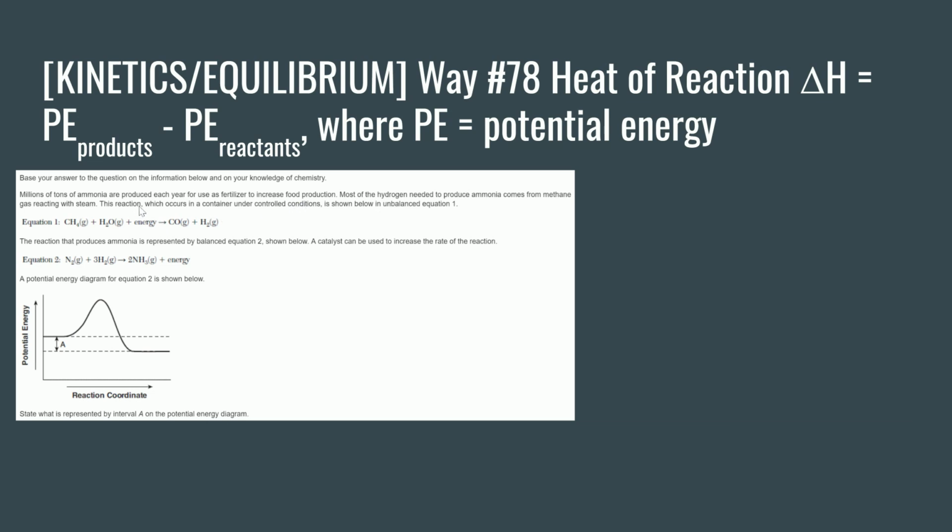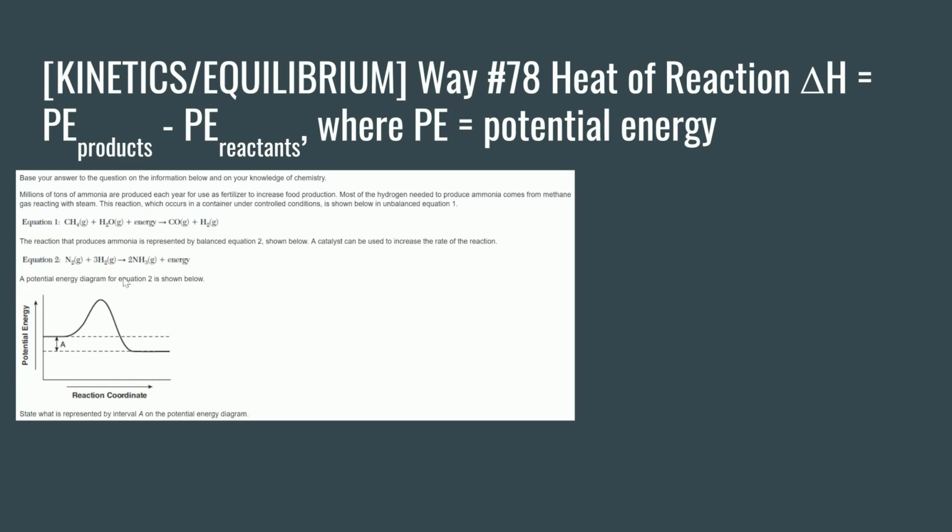Millions of tons of ammonia are produced each year for use as a fertilizer to increase food production. Most of the hydrogen needed to produce ammonia comes from a methane gas reacting with steam. This reaction, which occurs in a container under controlled conditions, is shown below in unbalanced equation 1. Here's equation 1. The reaction that produces ammonia is represented by balanced equation 2 shown below. A catalyst can be used to increase the rate of reaction.